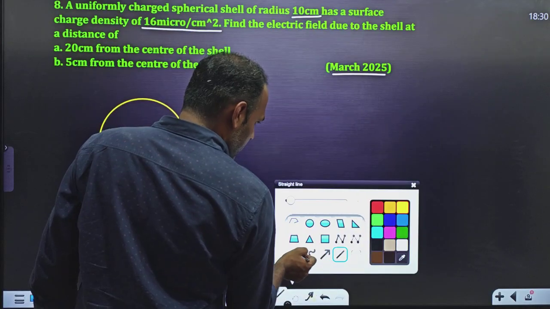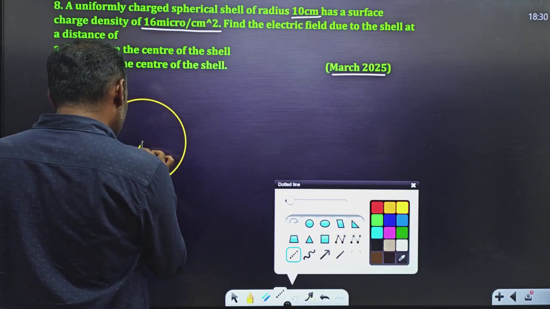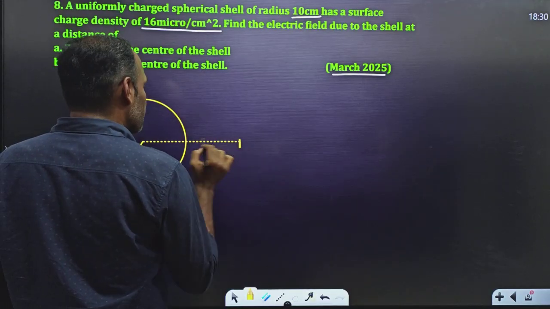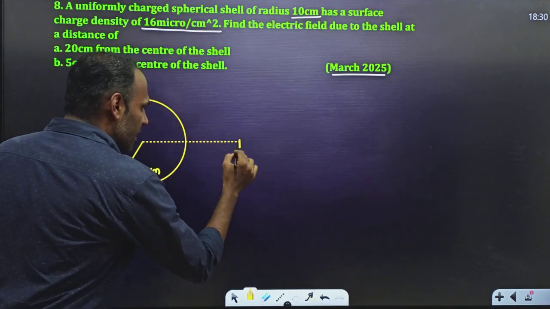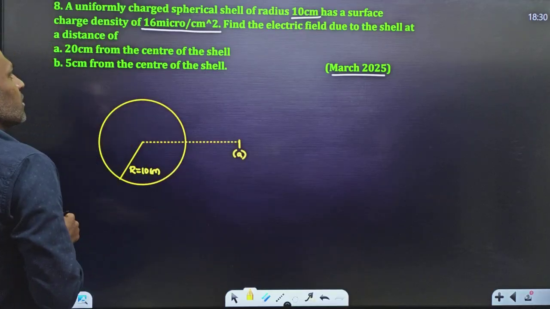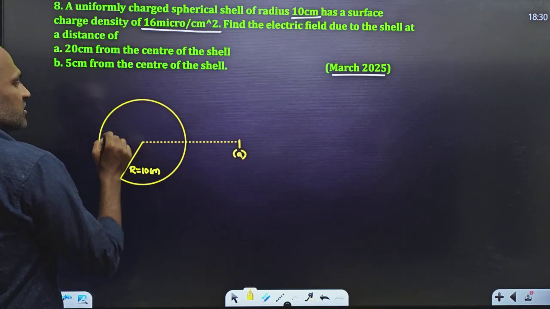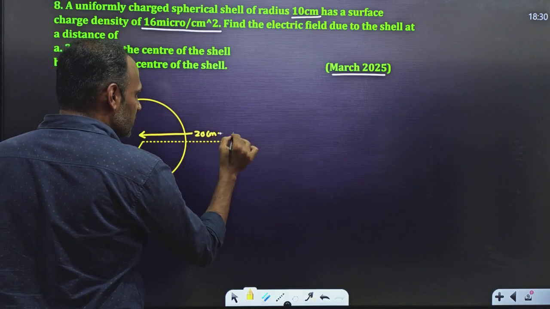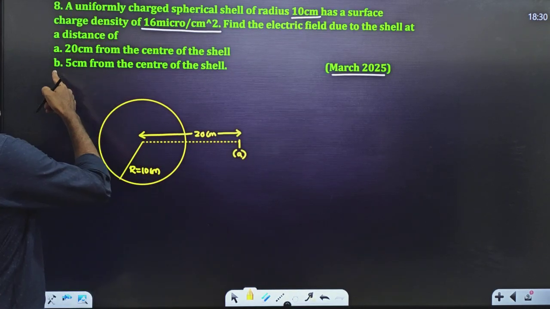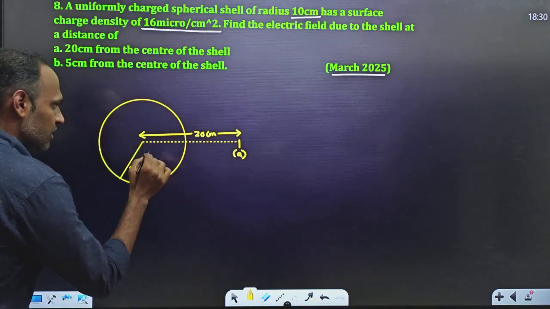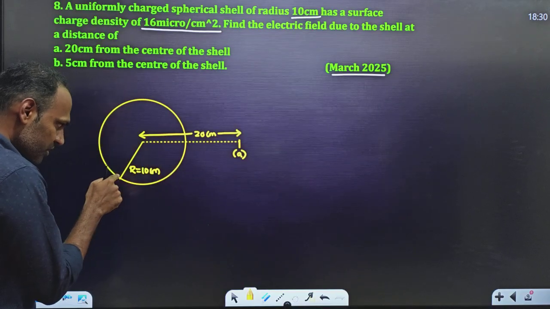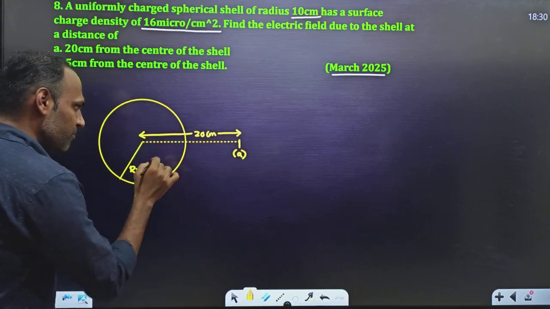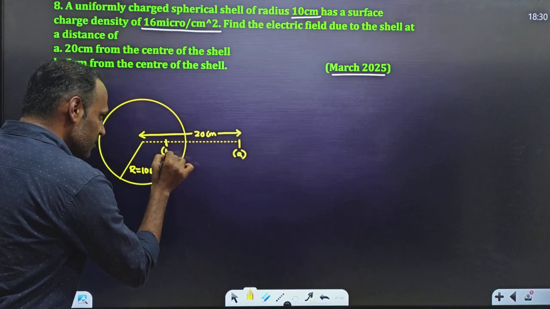Now they ask us to find the electric fields at 2 different points. The first point is here, A. That is at 20 centimeter from the center of the shell. This is the first point. B point is 5 centimeter from the center of the shell. 5 centimeter means, see, radius of the shell is 10 centimeter. 5 centimeter from the center means it is inside the shell. So here it is inside the shell.